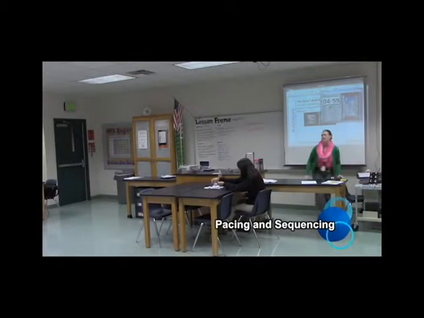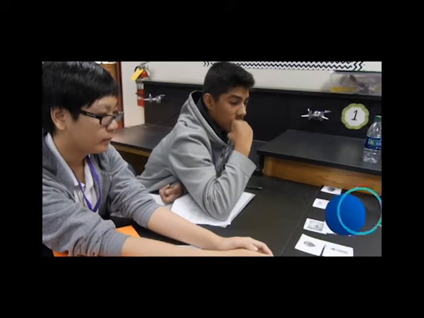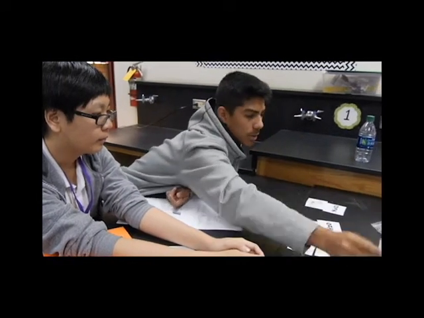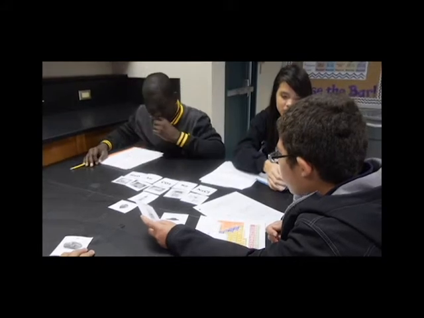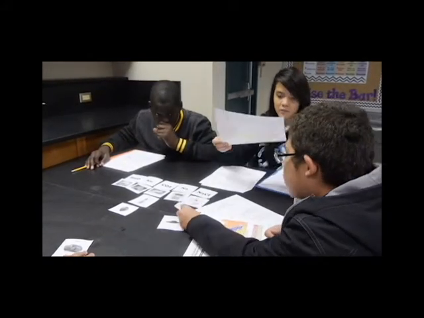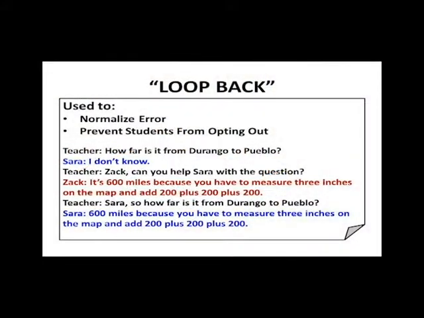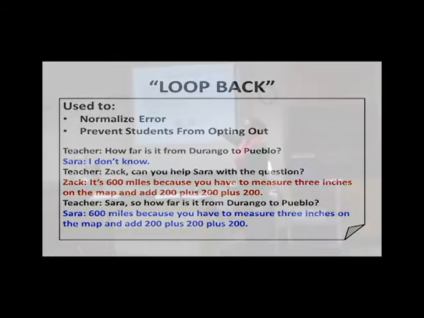After releasing responsibility to my students, I set the timer. This ensures that students stay on task and remain committed to the learning objective. When the timer goes off, I check for understanding while working from the power zone. When a student's response is incorrect, I normalize error through a technique called loopback. This means that after an incorrect response, I ask a peer to assist and then loop back to the original student so that he or she can repeat the correct response.